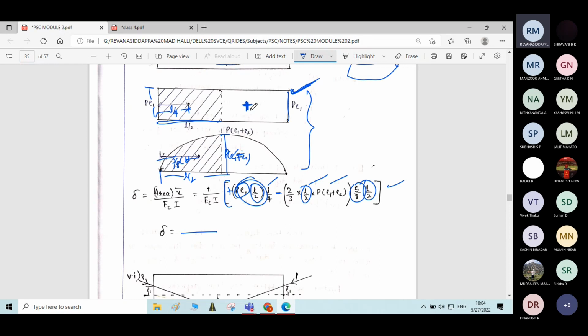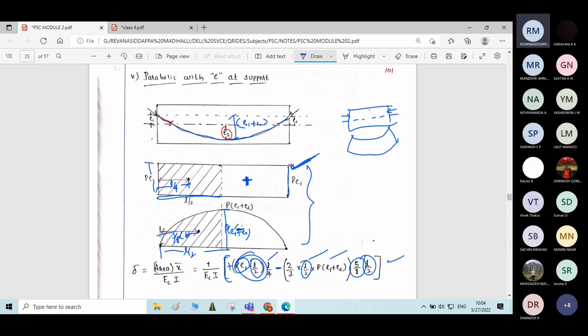Positive and negative. Here you can see some portion of the cable is above the central axis. For that, sign is positive, P into E1. Some portion of the cable is below the central axis, so negative sign. Negative sign means it will cause hogging bending moment, as I said before. So negative sign, P into E1 plus E2.